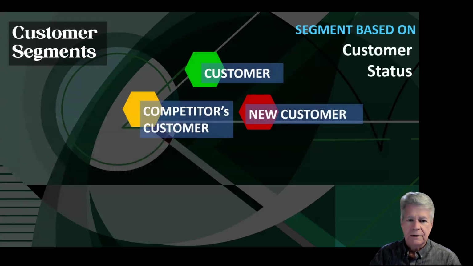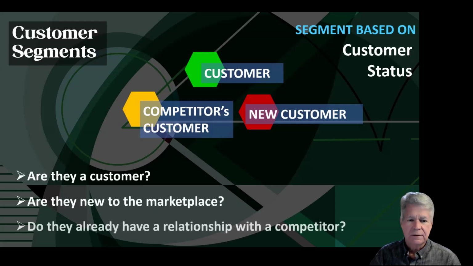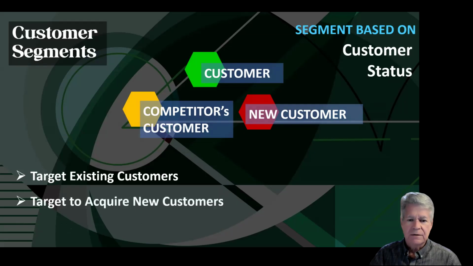This first method is based on the customer status. Are they a customer? Are they new to the marketplace? Do they already have a relationship with a competitor? You can run campaigns that target existing customers, which is good for retargeting campaigns and moving prospects into the sales funnel. Based on customer acquisition, businesses trying to gain market share need to continuously acquire new customers, and most businesses need to replace customers that drop off with new customers.